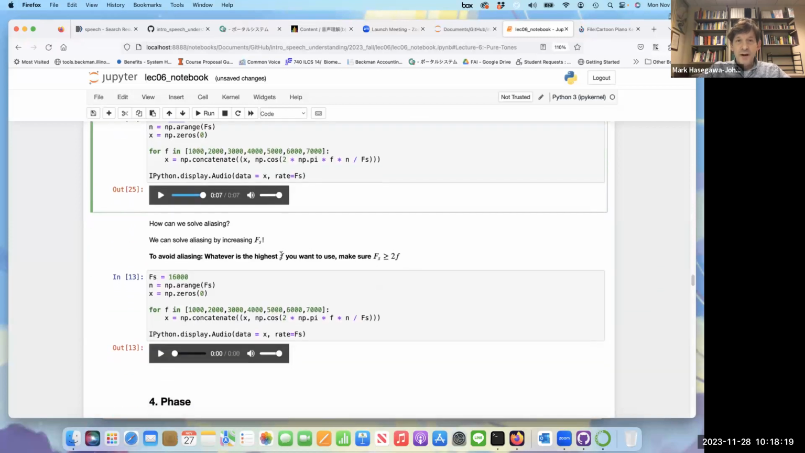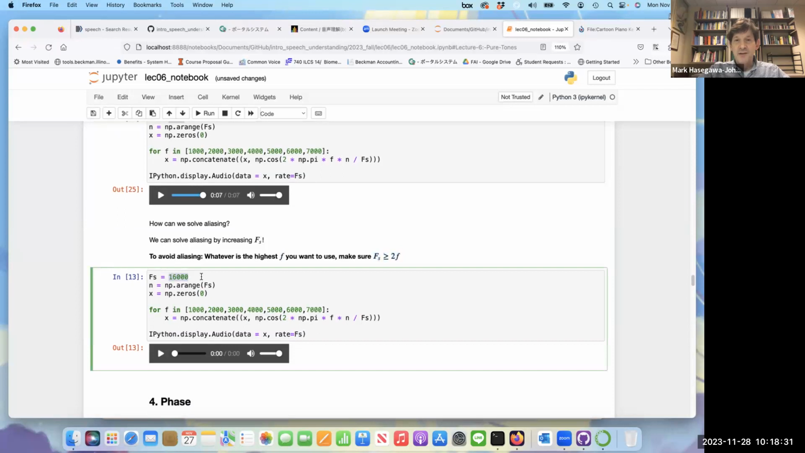The solution is that whatever is the highest F that you want to use, you need to make sure that your sampling rate is at least twice that. So if I want to go up to 7,000 hertz, then I need to choose a sampling rate which is more than 2 times 7,000. It has to be greater than 14,000 hertz. And so if I choose 16,000 samples per second, now I should be able to play all of those, all going up in frequency.